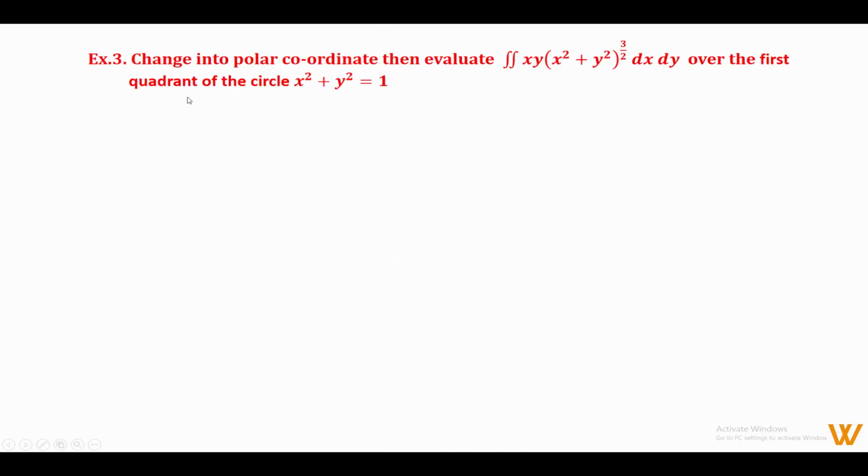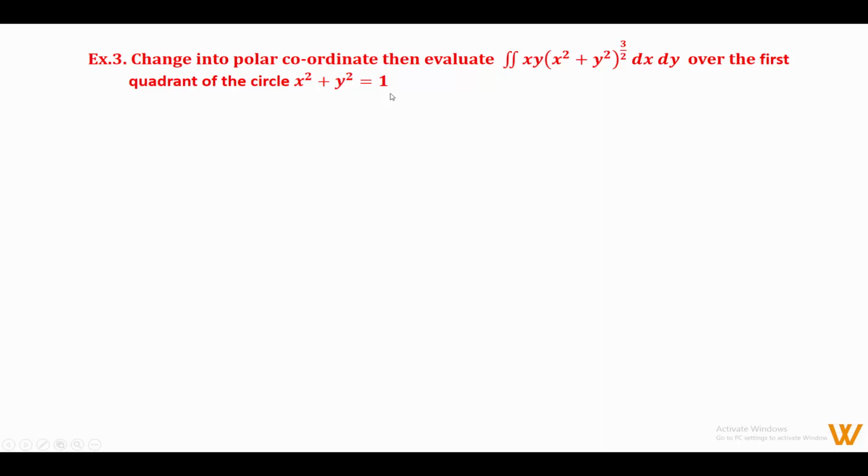Example number 3: change into polar coordinates, then evaluate the double integration of xy (x² + y²)^(3/2) dx dy over the first quadrant of the circle x² + y² = 1. This means evaluate this double integration by converting Cartesian coordinates to polar coordinates.